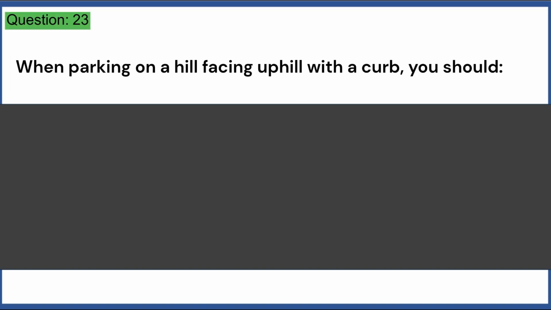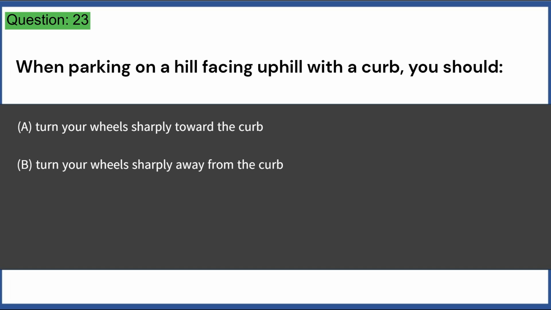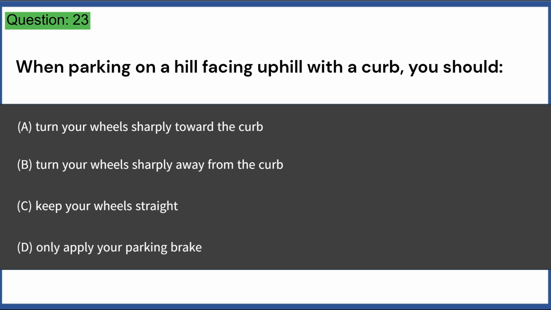When parking on a hill facing uphill with a curb, you should: A. Turn your wheels sharply toward the curb. B. Turn your wheels sharply away from the curb. C. Keep your wheels straight. D. Only apply your parking brake. Answer: A. Turning your wheels toward the curb helps prevent the vehicle from rolling into traffic if it moves unexpectedly.